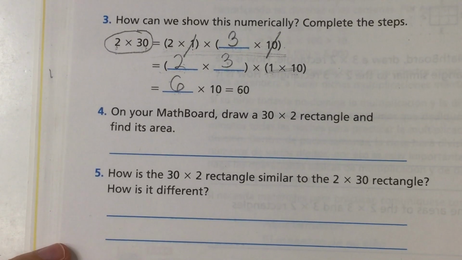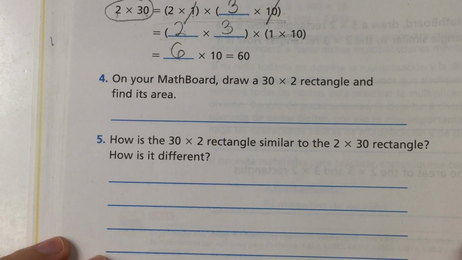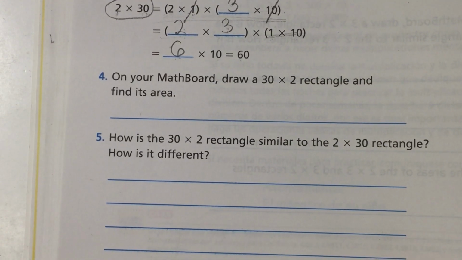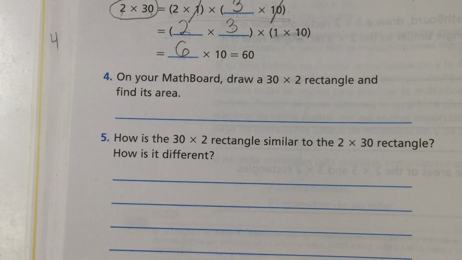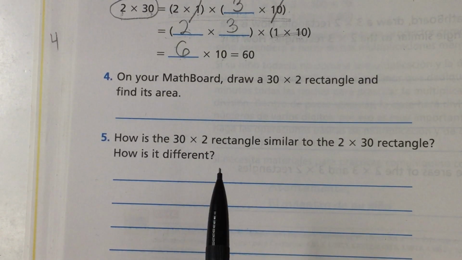How is the 30 by 2 rectangle similar to the 2 by 30 rectangle? Oh, again, they meant for us to do it on the side like this. So you're just demonstrating that even though it's in a different direction, in a different position, the answer is the same, and it still has the 30 times the 2.